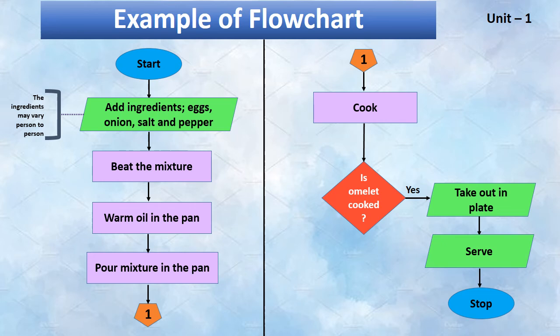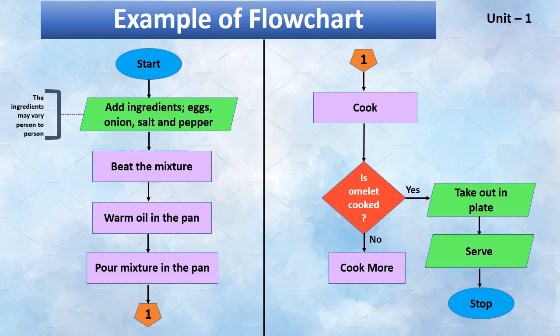You have seen that the terminal symbol is used at two places, one in the start with the word start inside and one in the end with stop inside it. And similarly, the green colored parallelograms are used at two places. The first one is for input and the last two are for the output. But what if our omelette is not cooked?